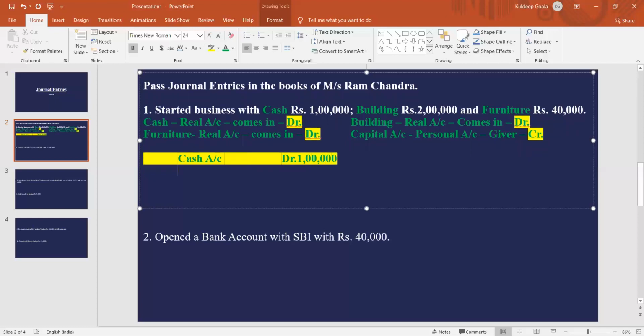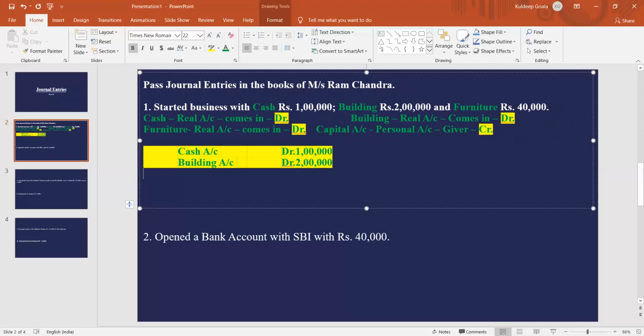Then building account debit, all the debit items. Building account debit, and all the debit should be written in the same line. Okay, 2 lakh. Write all the figures in the same line. Then comes furniture account debit. It is also debit, right? How much? 40,000.